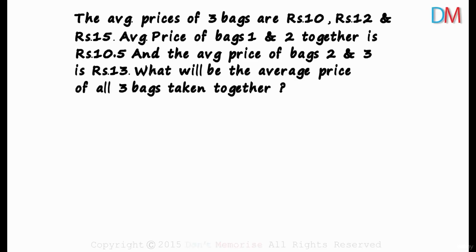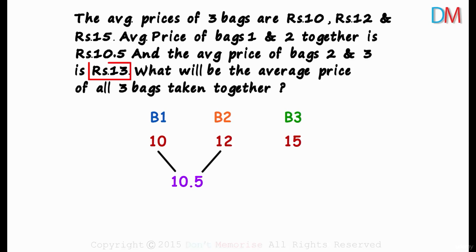The average price of 3 bags are 10 rupees, 12 rupees and 15 rupees. So there are 3 bags, B1, B2 and B3, which cost 10, 12 and 15 rupees on an average. Now we are given the average price of bags 1 and 2 taken together. It's 10.5 rupees. And we are also given the average cost of bags 2 and 3 taken together, 13 rupees. With this, we are asked for the average price of all 3 bags taken together.